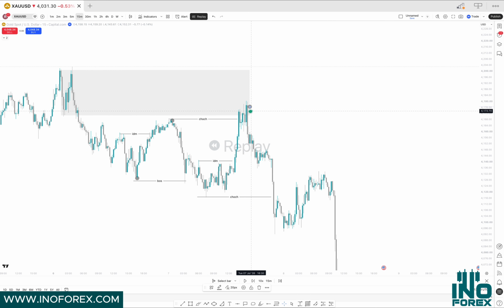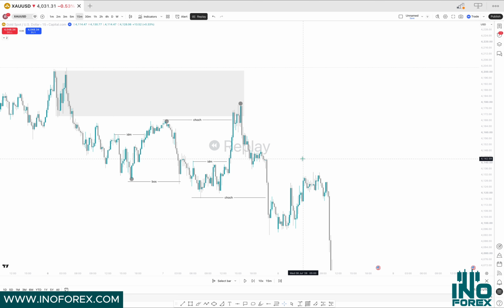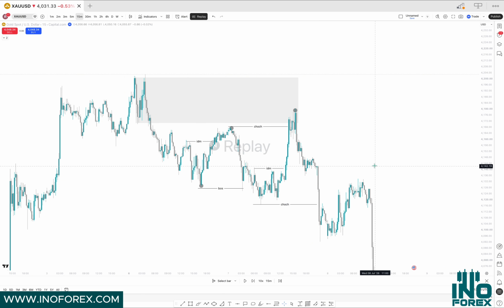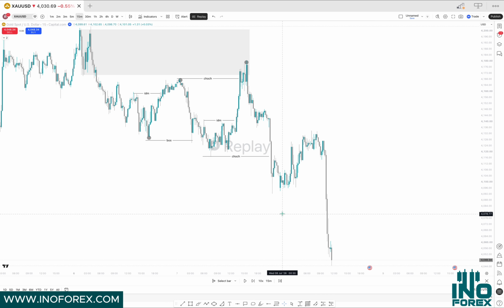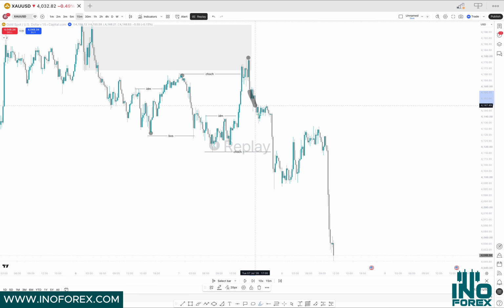After the CHoCH, this high becomes a higher high, and then after the CHoCH, we're going to mark inducement. Inducement is our first pullback. As you see, the market pushes to the downside and creates a pullback. Again, the market pushes to the downside. So this pullback becomes inducement. This is inducement.